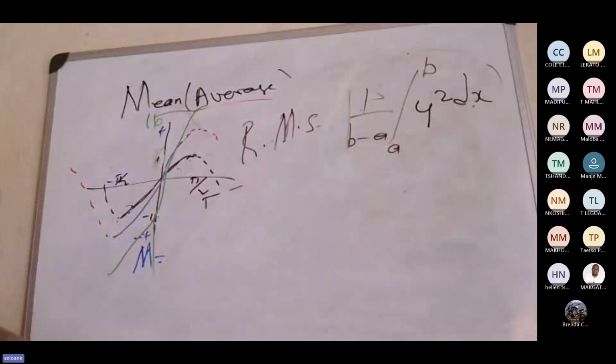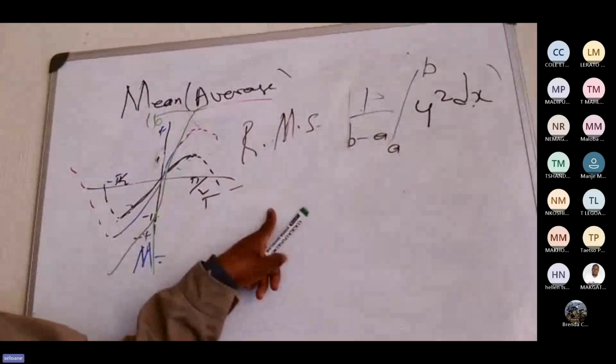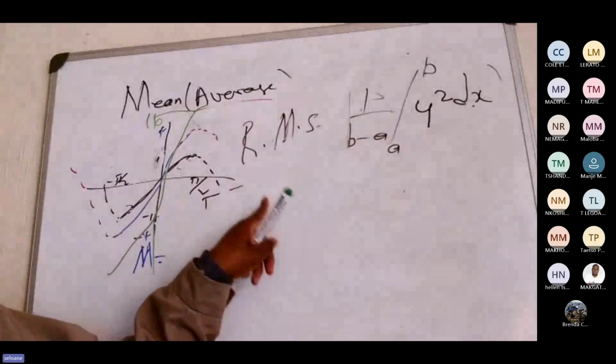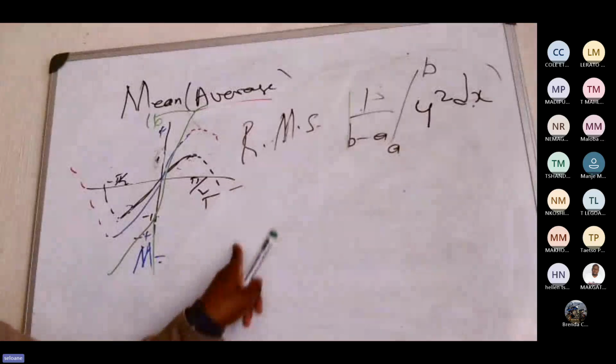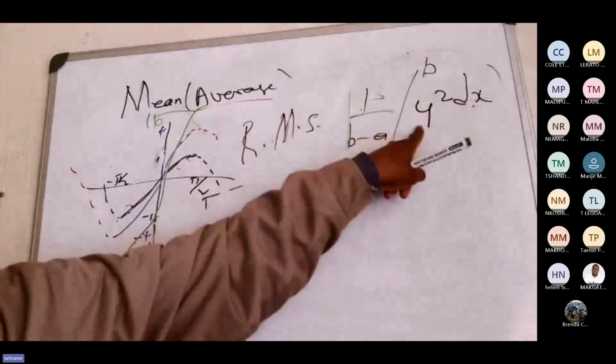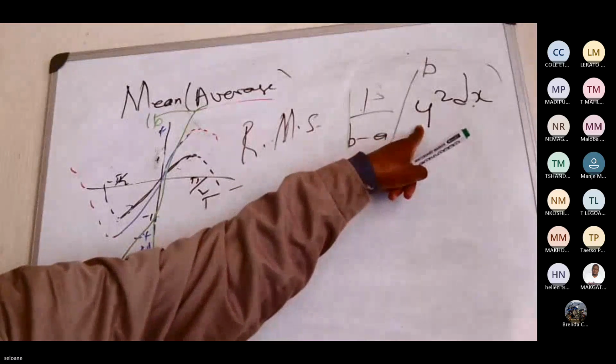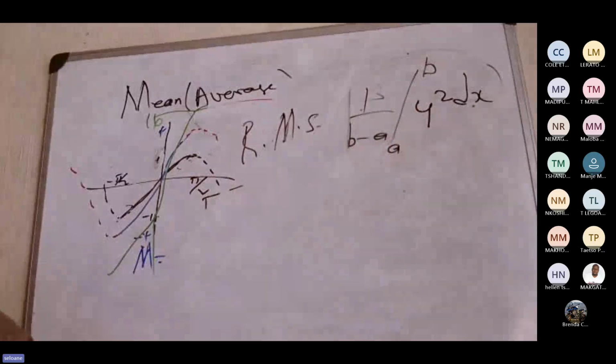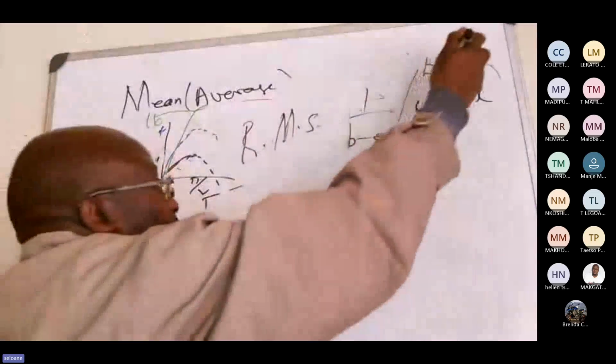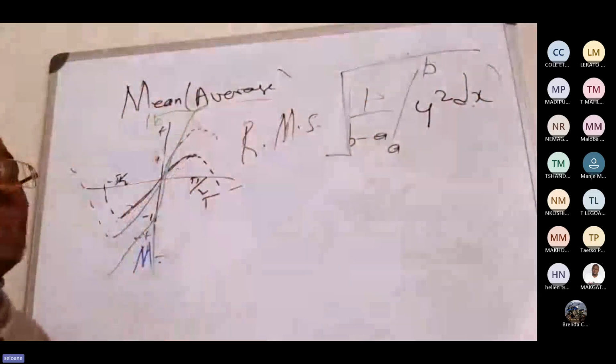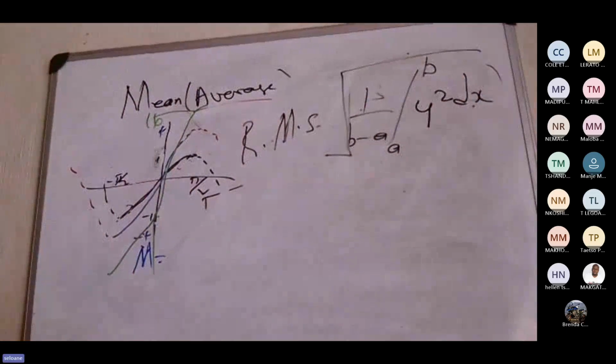Instead of using y, that is y equal to sine x, you square sine x. That is, you square y. So here you don't write y, but you write the square of y. But how do you cancel that square? Then you must now take the square root of everything.